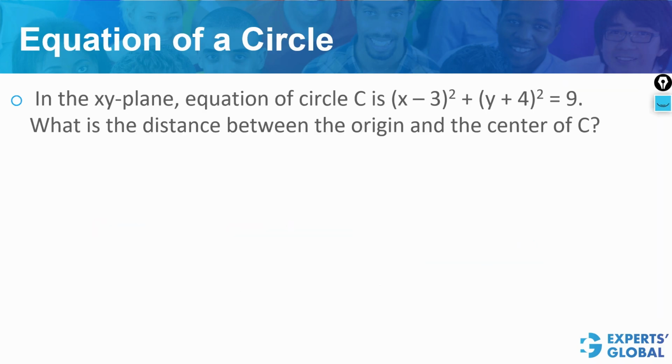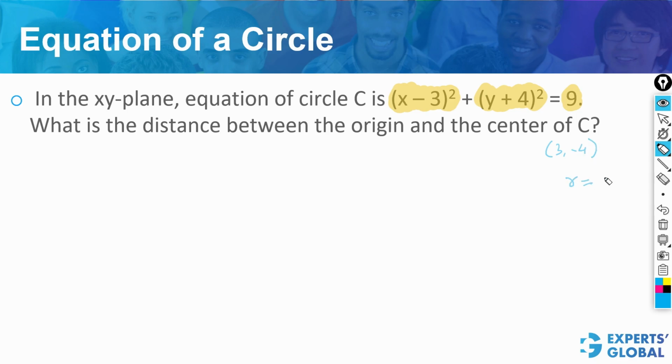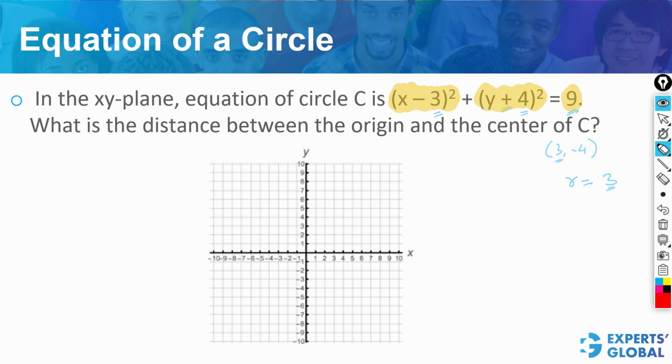Please pause the video and solve this problem. The equation is given as (x − 3)² + (y + 4)² = 3². That means the center of the circle is at (3, −4) and the radius of the circle is 3. That's why we are getting (x − 3)² + (y + 4)² = 3², which is 9. On the coordinate axis, (3, −4) lies here, and if the radius is 3, this is what the circle would roughly look like. You don't really need to draw the circle here.